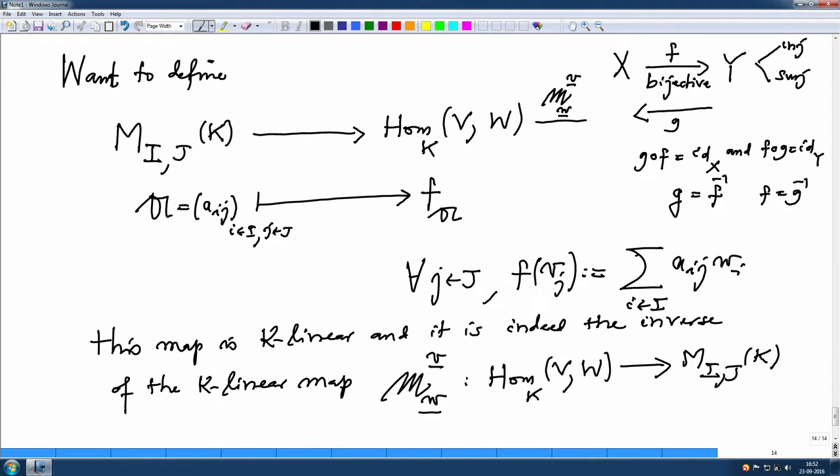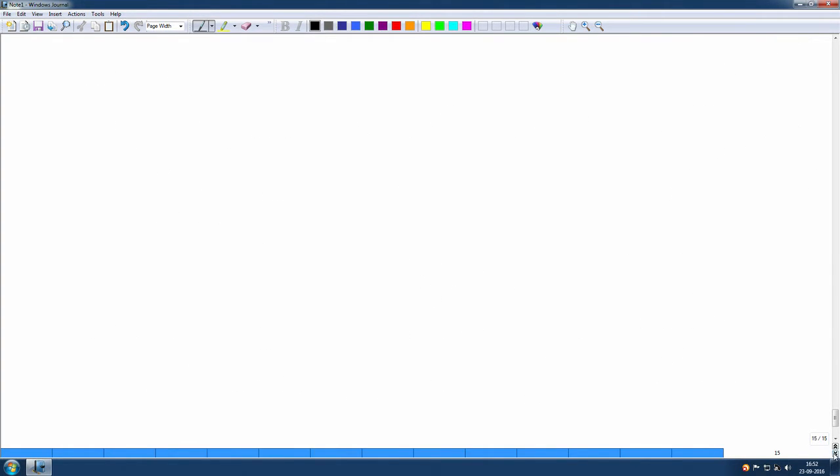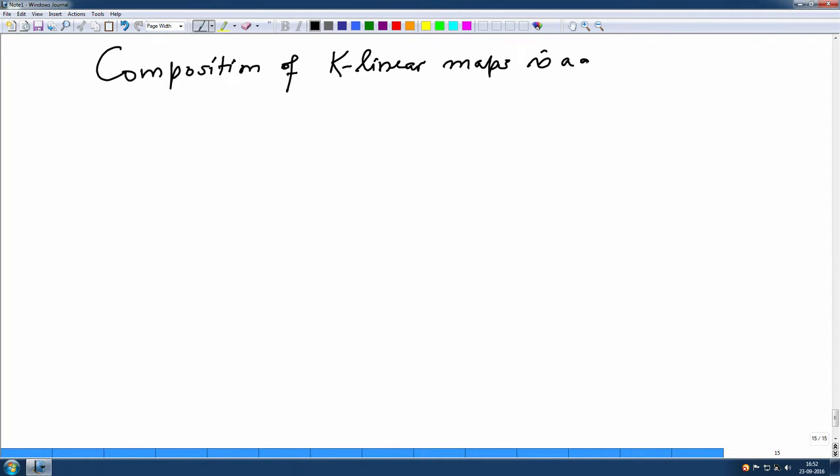Okay. Now in addition to this, I also want to study what happens to these maps under composition. So that means I want to analyze the following situation. We know the composition of K-linear maps is again K-linear.